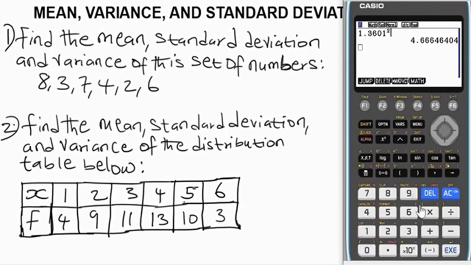1.3601 square. Press execute. So this is the variance for this problem. It's as simple as that, guys. So this is basically how you can solve problems involving mean, standard deviation, and variance of a distribution table, and the ones that don't involve frequency data with this Casio FX-CG50 graphical scientific calculator. Hope you learned something interesting from this video.